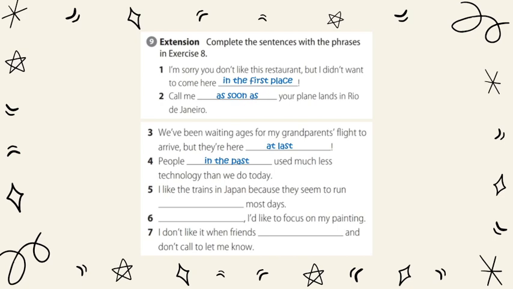Number 5, I like the trains in Japan because they seem to run on time most days. Number 6, in the future, I'd like to focus on my painting. And number 7, I don't like it when friends run late and don't call to let me know.